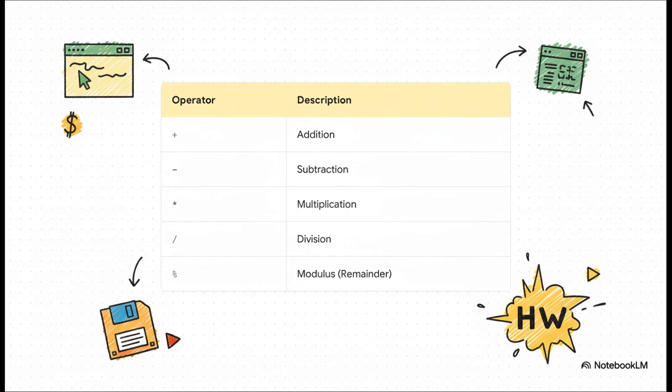Plus for addition, minus for subtraction, the slash for division. In scripting, the little asterisk is used for multiplication. And that percent sign, that might look a little weird. It's called modulus, but all it does is give you the remainder from a division. Super useful. These are the tools that let your scripts actually calculate things.